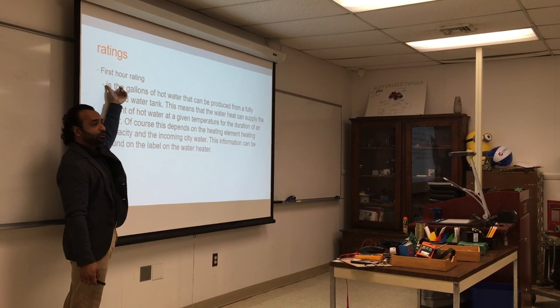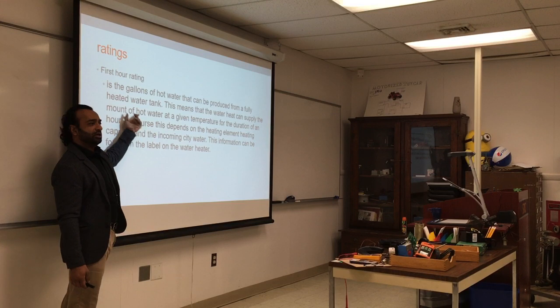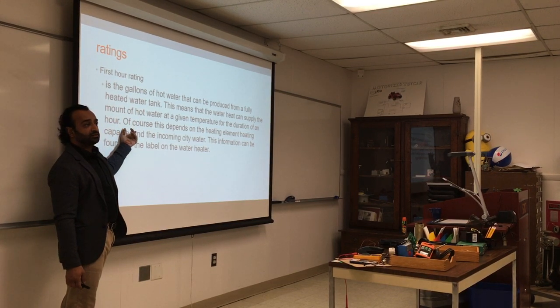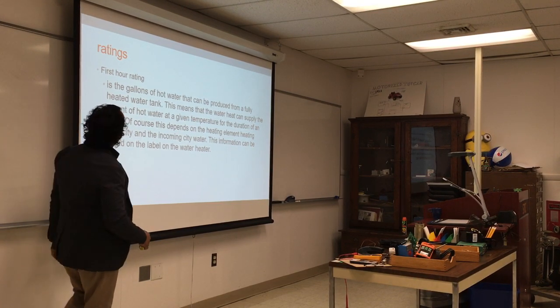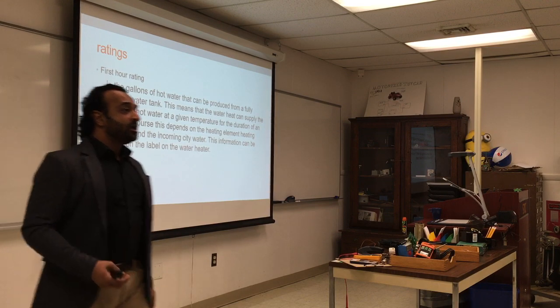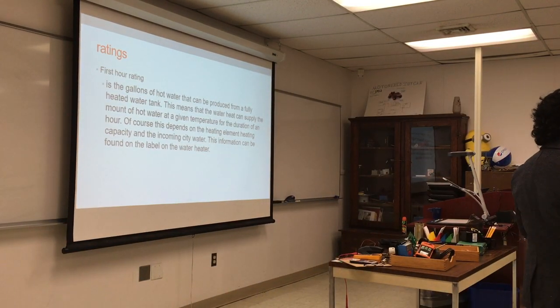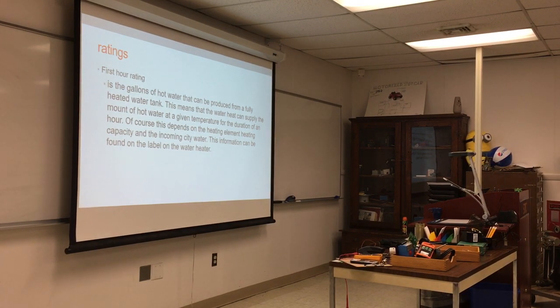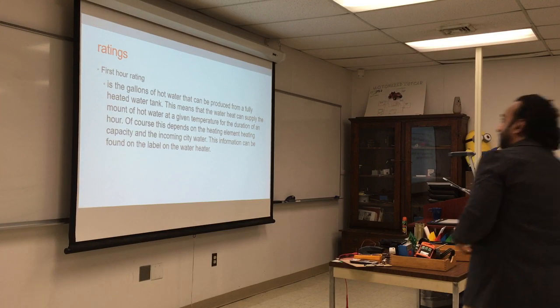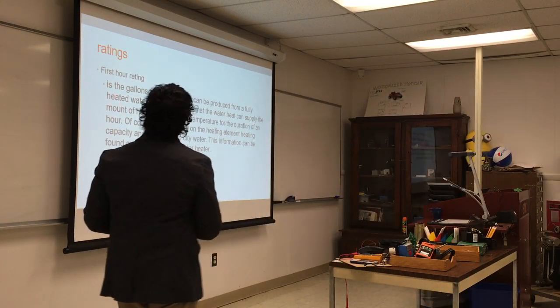It's called the first hour rating. It's very complicated to understand what they mean by that. That's why they changed it to gallons per minute. So this is supposedly the amount of water you have stored at a certain temperature, and what kind of flow you will have for an hour of that hot water. It's a little complicated to define.